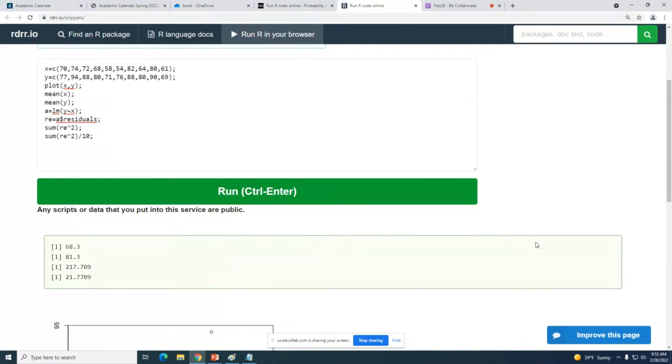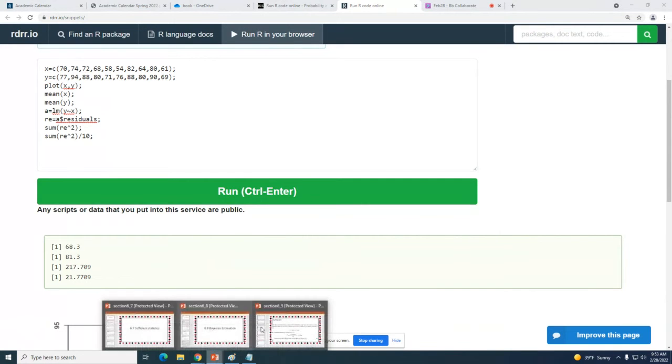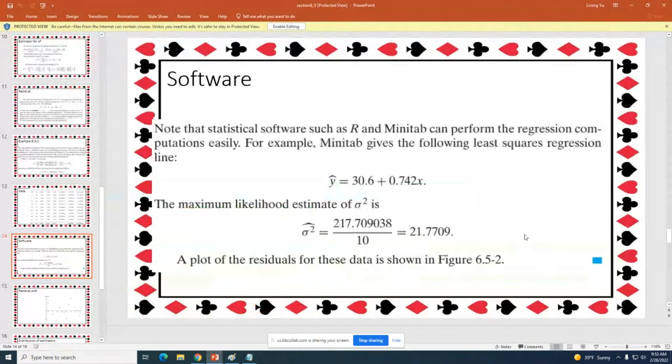All right, so that's about 21.77. Just want to verify that what we have in the textbook example is actually verified with the programming R. Any other questions? Nope. Okay.